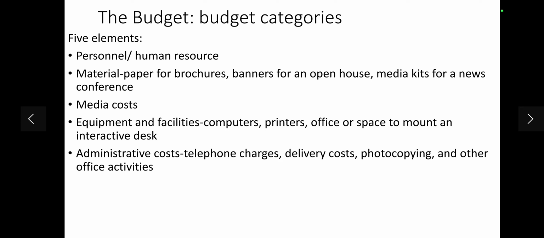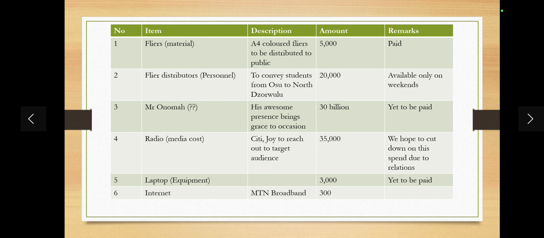And then the administrative costs: telephone calls you make, you pay. You have to deliver something to a client, you pay, photocopying and all those things. So these are the 5 elements or categories of a budget. If you're planning and you're supposed to do a budget, realize that a great budget will consider all these 5. Now let us look at an example.